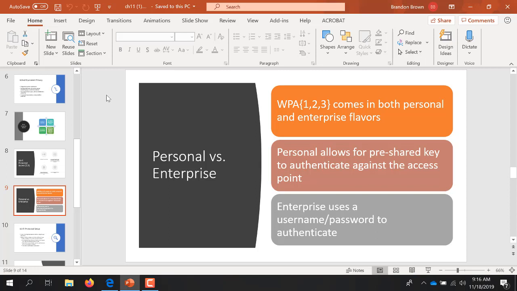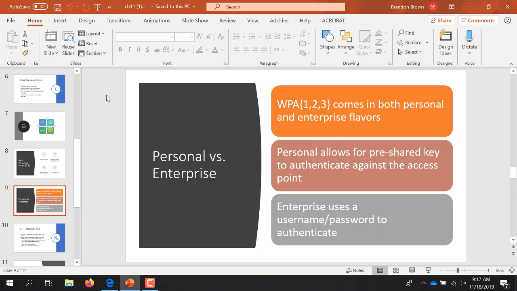But let's step back a second. So that's on the personal side. Where we have a pre-shared key, we give that key to whoever needs to access the network. Great. It's crackable. Enterprise deployments use multi-factor authentication, or I would say dual-factor authentication, where you have to have a username and password, and that username and password has to be checked on some sort of back-end system, such as an LDAP or an Active Directory structure. It could be a flat database on a RADIUS server or TACACS server. That's fine, but it's still going to have that dual authentication.